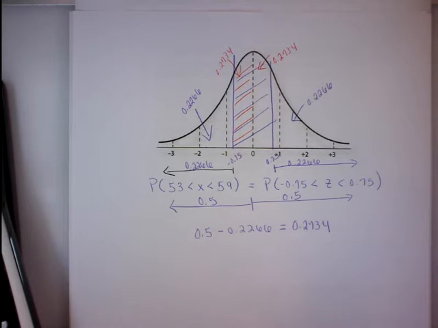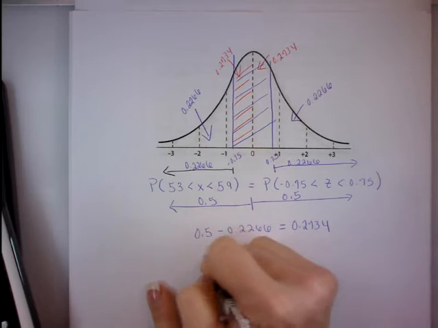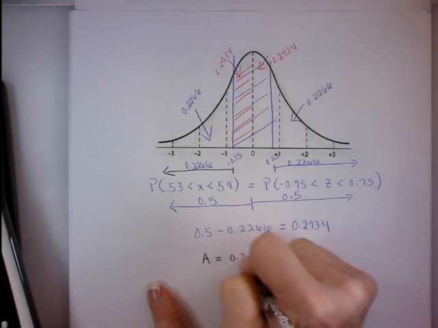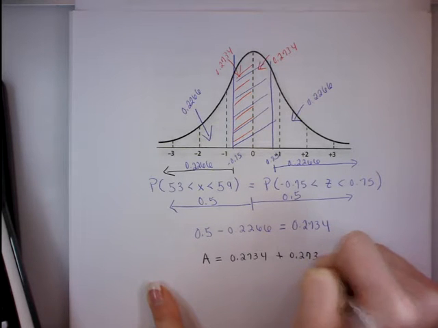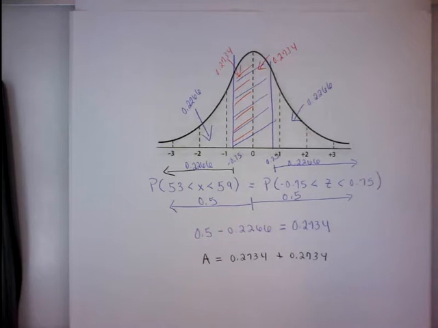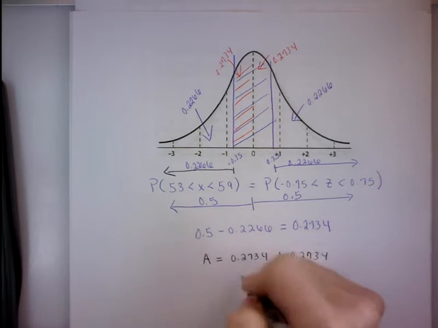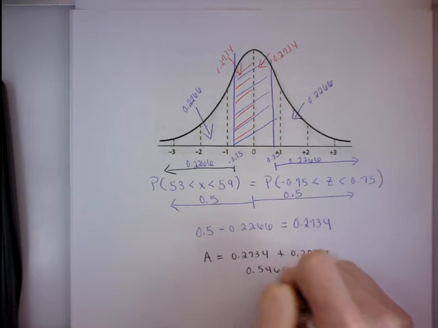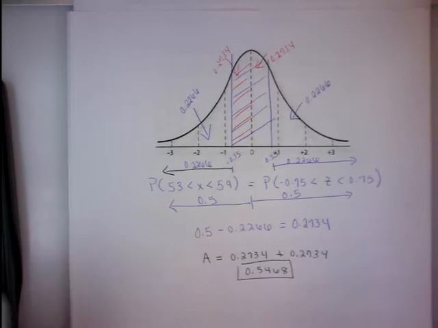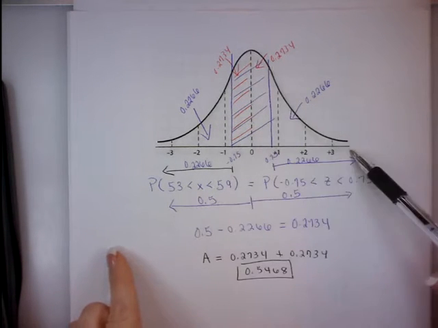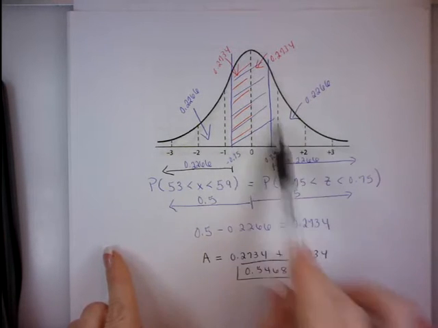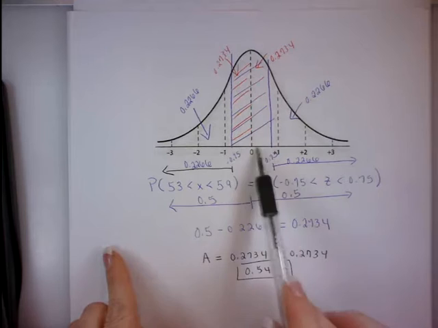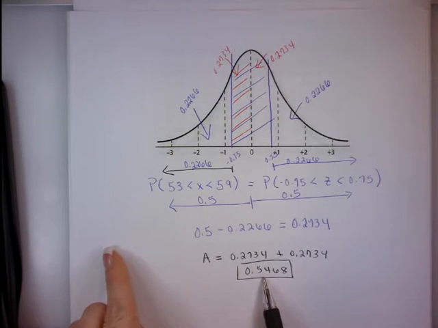So your answer is going to be 0.2734 plus 0.2734. Or you could just multiply by 2. So 0.5468. Now again, if you wish, you could say the total area under the curve minus this area, and you're left with the shaded area that you're trying to find, which is 0.5468. Final answer.